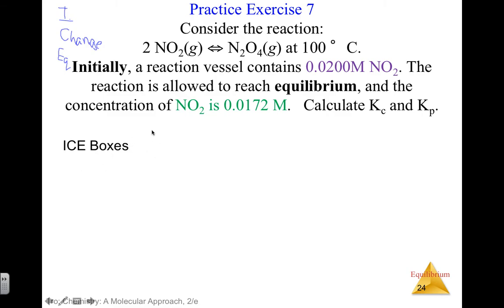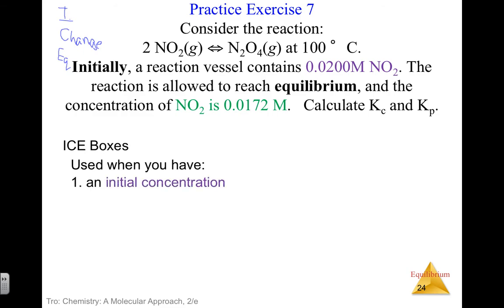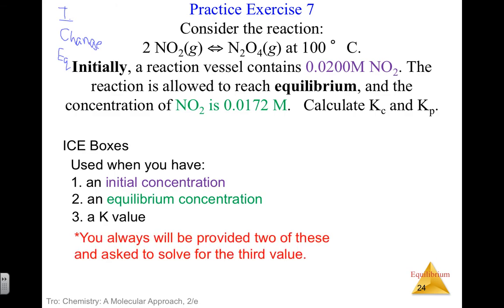So important topics that we need to remember for iceboxes. First of all, when do you use an icebox problem-solving technique? I feel like a lot of students can remember the different problem-solving techniques and how to use them, but the tough part is knowing when to use that specific technique. So when do we use iceboxes? Well, when you have an initial concentration, I, an equilibrium concentration, E, and a K value. Those three criteria: initial concentration, equilibrium concentration, K value. You'll always be provided two of the values and asked to solve for the third. Maybe you're given I and E, you're asked to find K. Maybe you're given I and K, you're asked to get E. Maybe you're given E and K, you're asked to solve for I. So again, initial, equilibrium, K: you'll be provided two and asked to find the third.